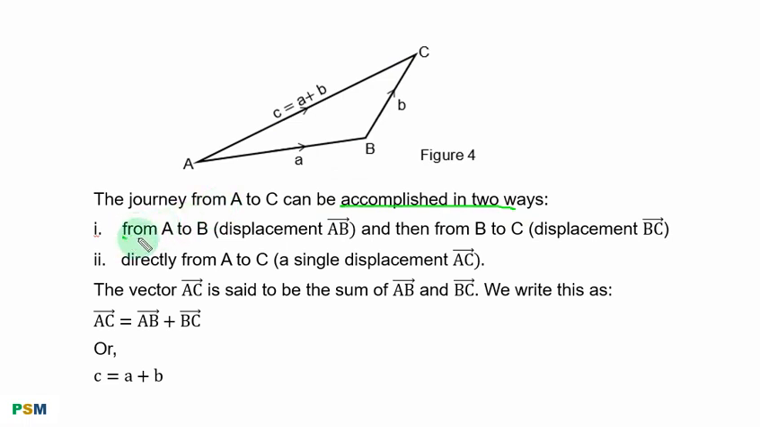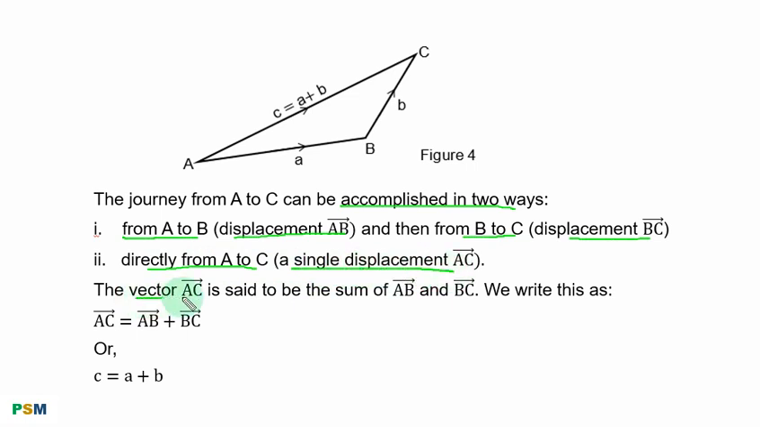One, from A to B, then to C. From A to B, you have displacement vector AB, and then from B to C, you have displacement vector BC. Two, directly from A to C, a single displacement vector AC.